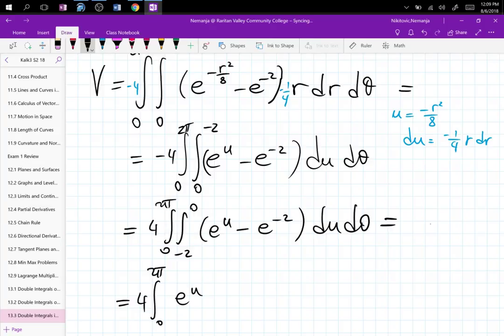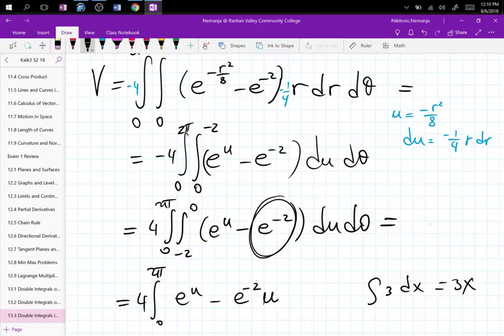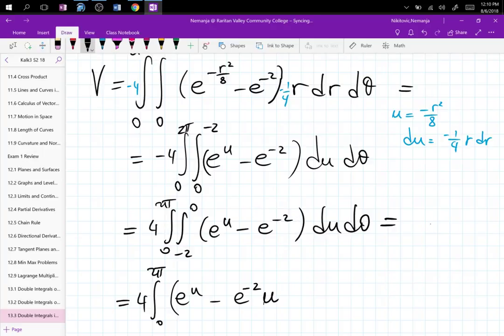Integral of e to the u is e to the u minus e to the negative 2u. Guys, this is not a function, it's a number. It's 1 over e squared. 1 over e squared is about 0.1. So that's just a number. When you integrate a number, it picks up a variable. So, you know, when you integrate 3 dx, you get 3x, right? So when you integrate e to the negative 2, you get e to the negative 2 times u. So that's why it just picks up a u. We have from negative 2 to 0, and we still have d theta to deal with.